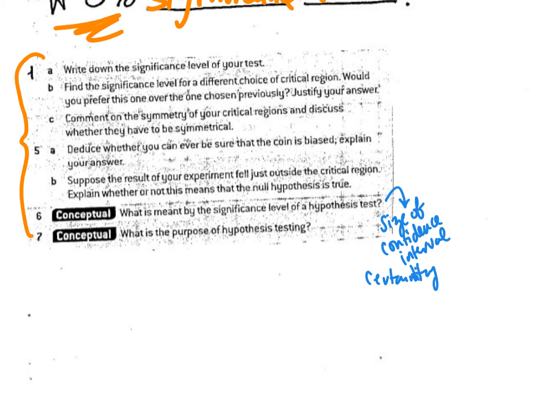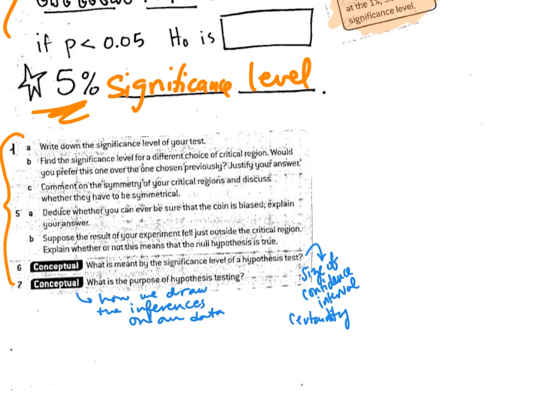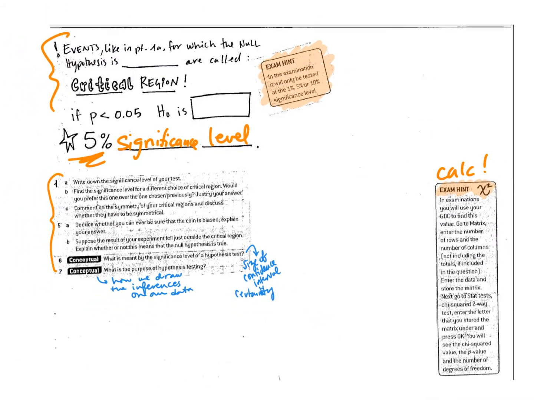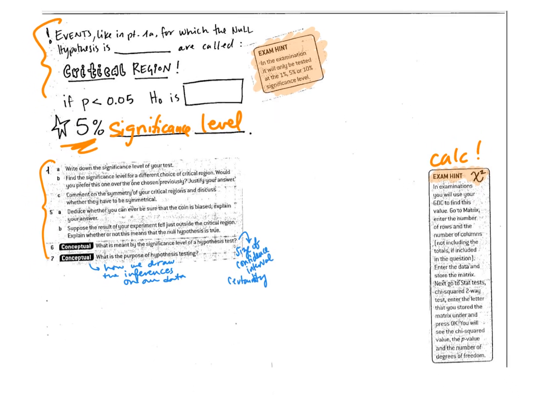And then number 7, what is the purpose? This is how we draw the inferences on our data. You're going to say if it's accepted or rejected, basically. So I'm going to let you do that.